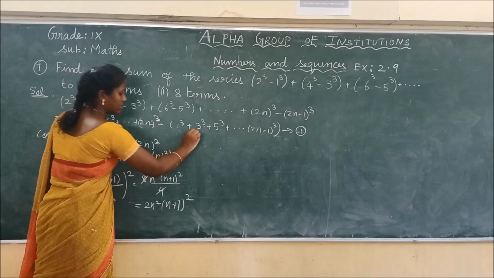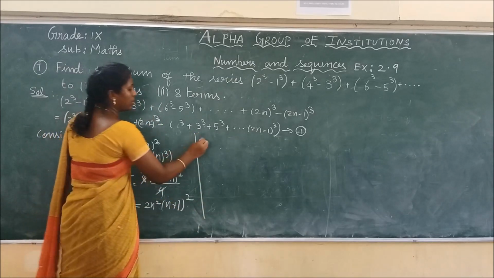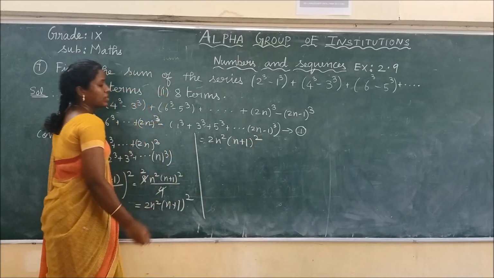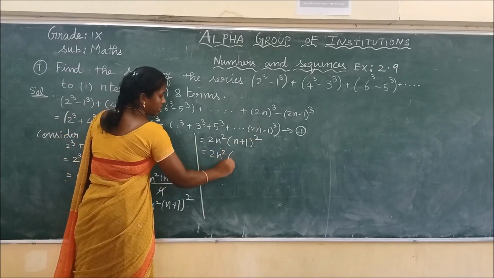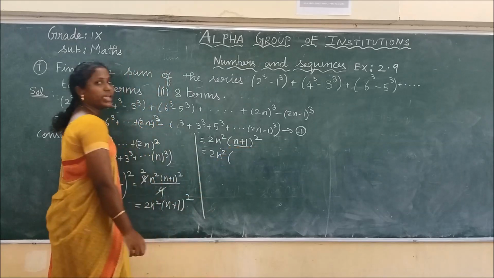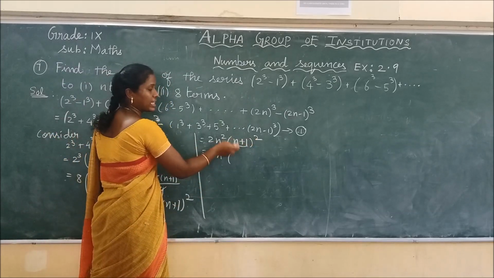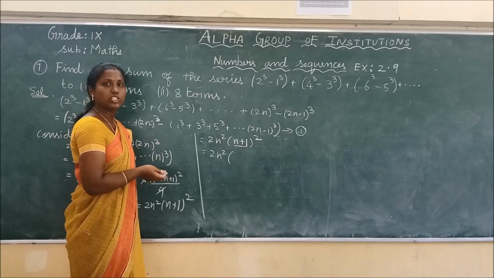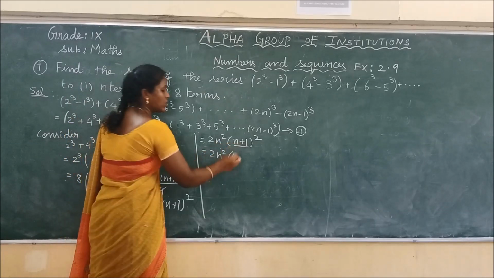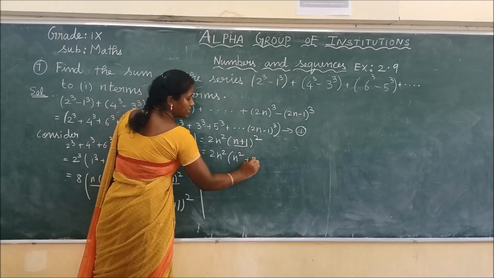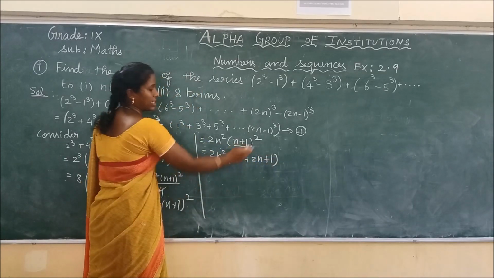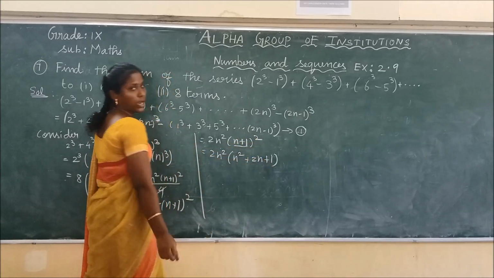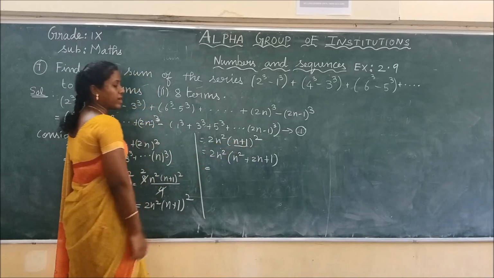How to expand this? See, we have 2n square into n plus 1 the whole square, because we can't take the square directly inside. We have a plus of 2 terms, so we have to use the algebraic formula a plus b whole square. We will use the formula a square plus 2ab plus b square, that is n square, 2 into n into 1 is 2n, plus 1 square is 1.